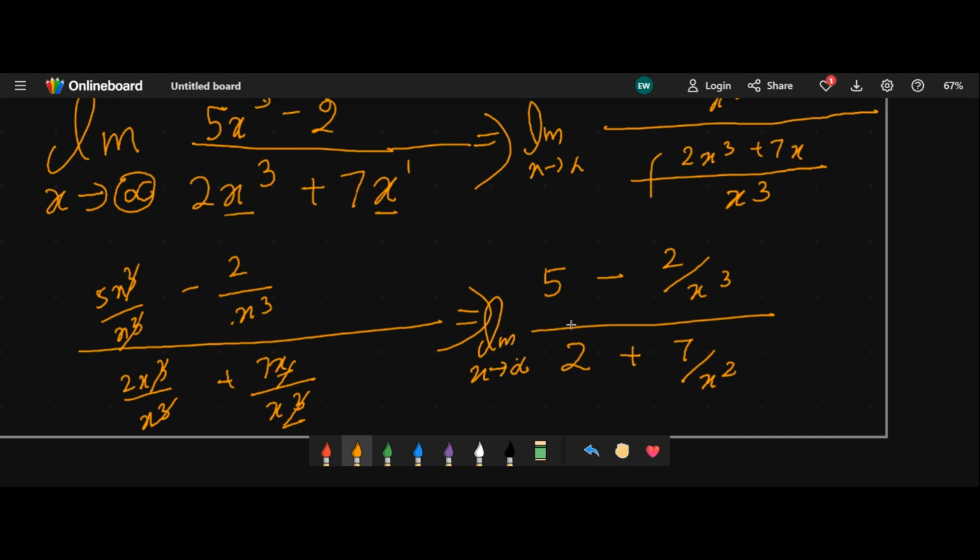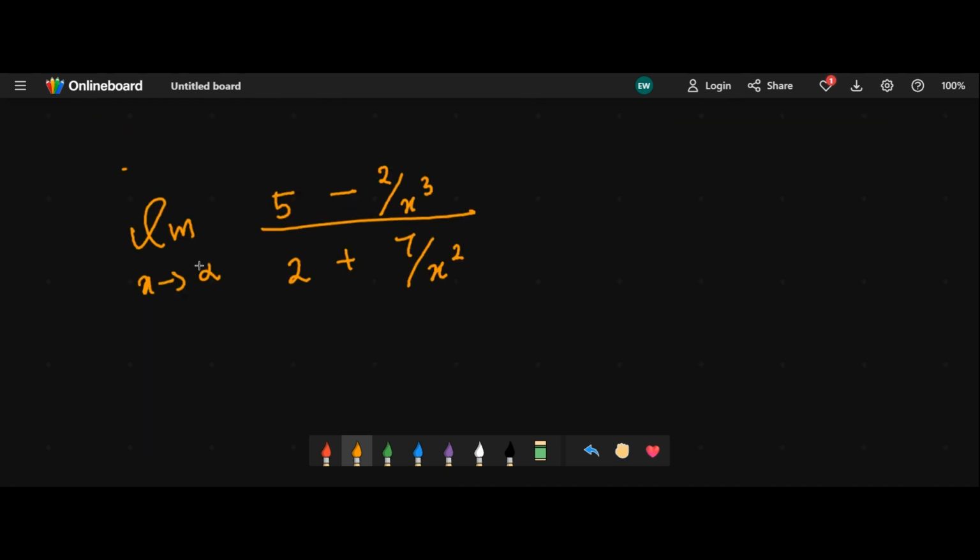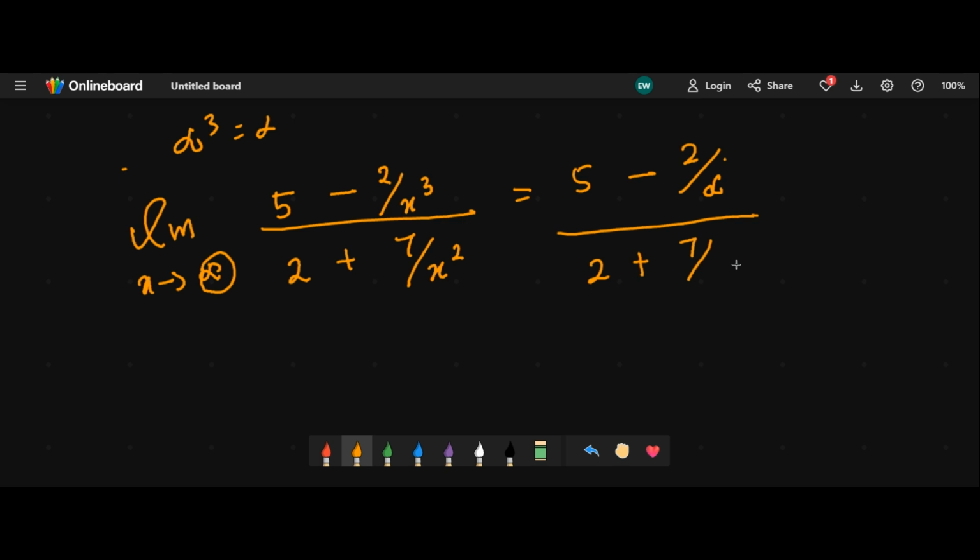Give me a minute, I will open a new blackboard. So the limit as x approaches infinity of 5 minus 2 divided by, now let's substitute infinity. 2 divided by infinity, over 2 plus 7 divided by infinity squared. Infinity cube means basically infinity, so here also it will be infinity. If you divide a number by infinity, it is equal to 0.